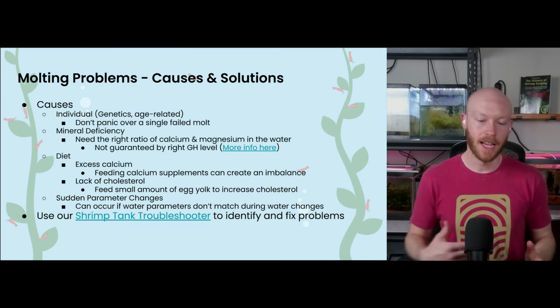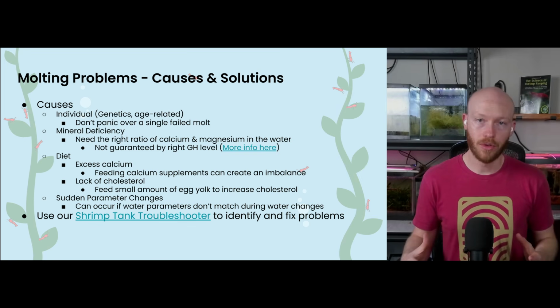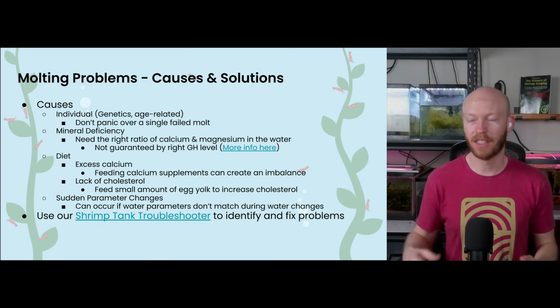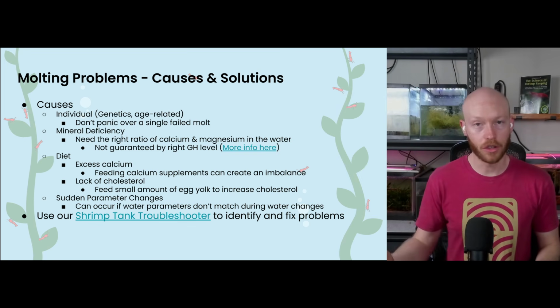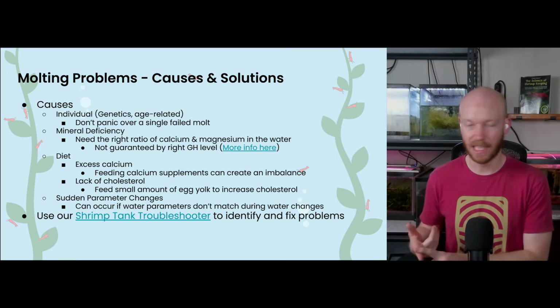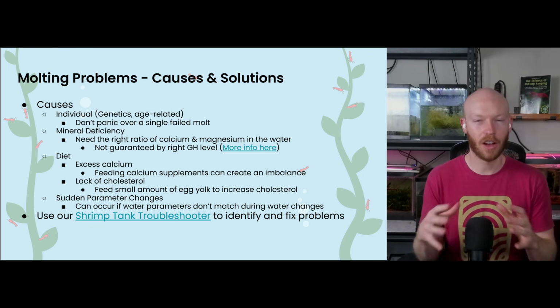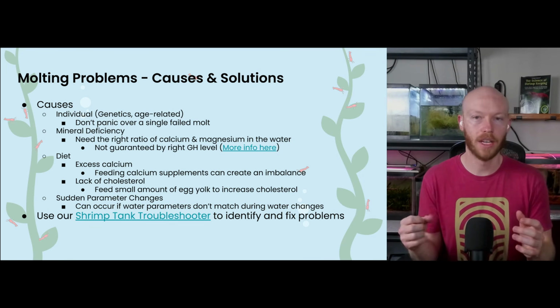Other things is that they are vulnerable to sudden parameter swings when they're molting. And so if you do have a large change in water parameters, either your TDS, your GH, or KH, that can cause them to be too big to escape their molt. And so they may end up stuck.